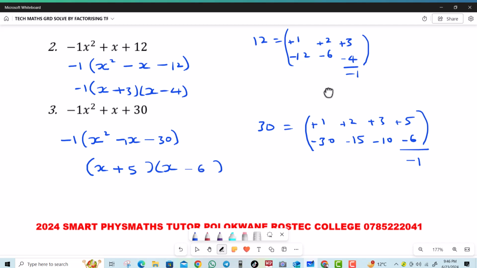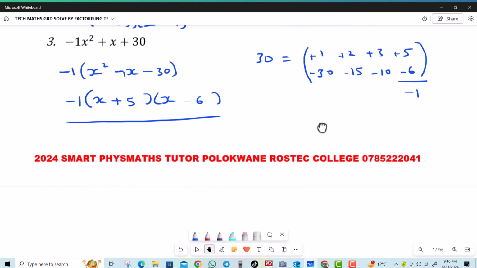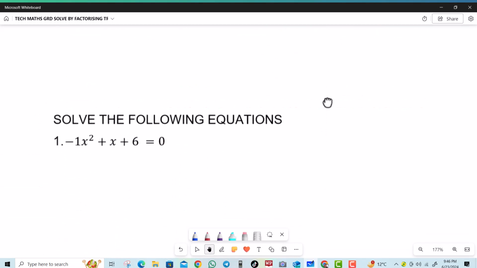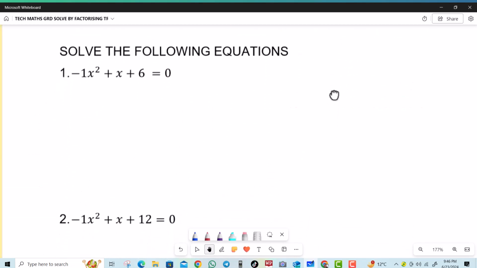Don't forget the negative 1, which we said here. So these are the factors of this expression, and that's how to factorize it. Now next question here. Now we are going to use this form to solve the equation. They say solve the following equations.